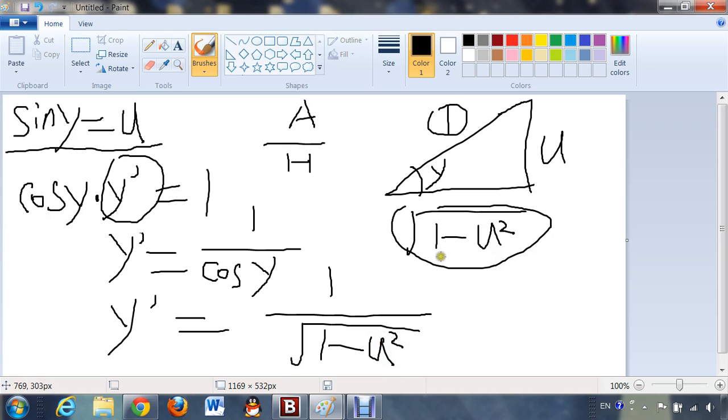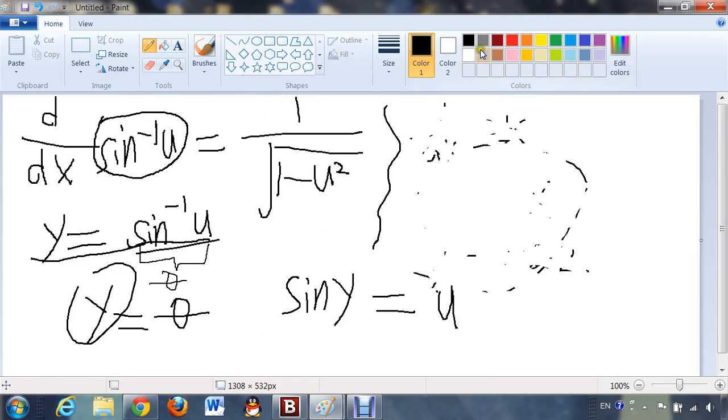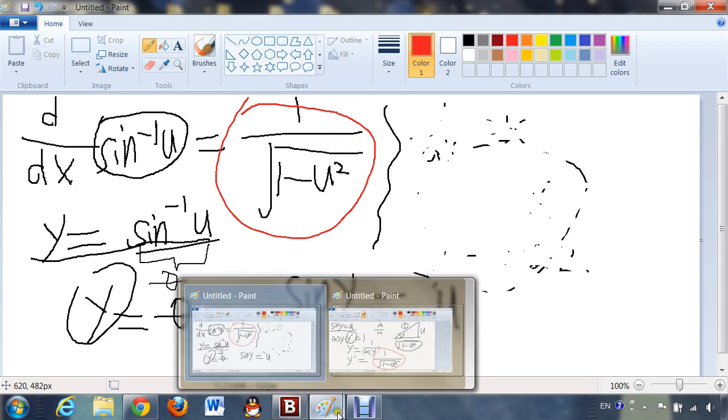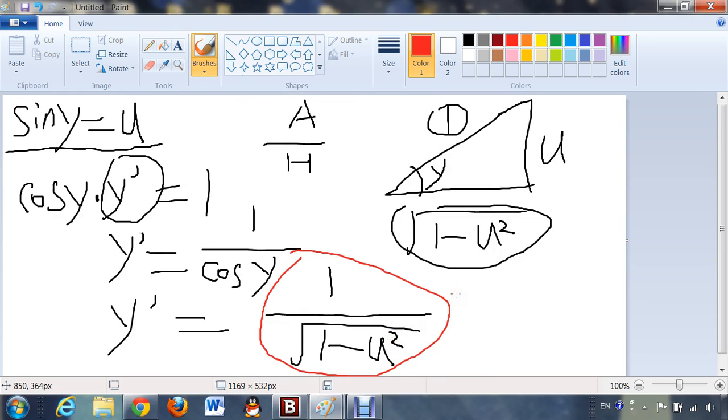So now look at this. This one looks familiar, which is exactly the same as this one. So that's how we find the sine inverse of something. That's how you derive it. We first use implicit differentiation, and then we use a triangle and the Pythagorean theorem.